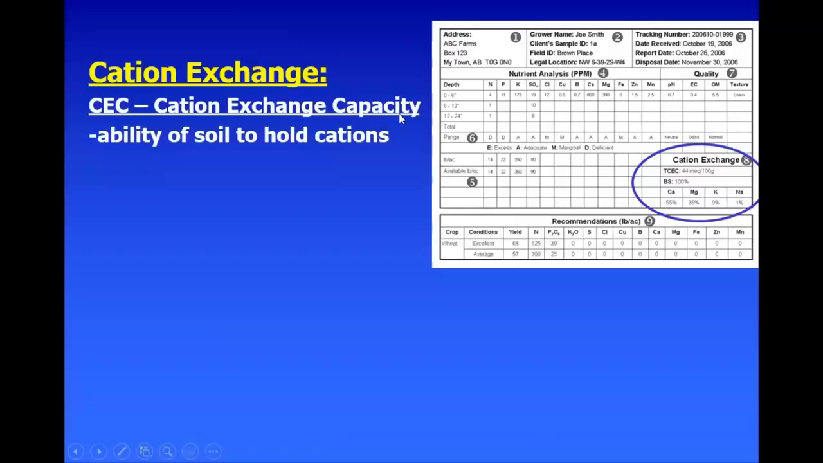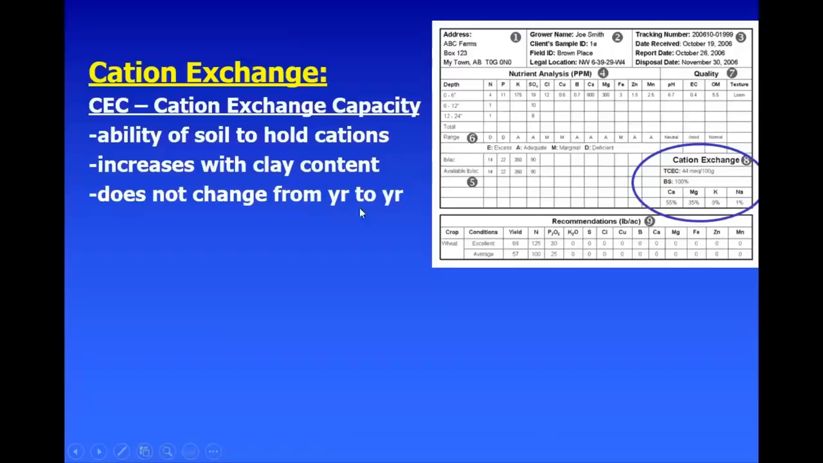Because the cation exchange capacity is just the ability to hold cations. Typically, it's determined in milliequivalents per 100 grams of soil. The higher the number, the more cations it'll hold. Typically, the higher the cation exchange capacity, the more clay you have in your soil. Really, it's just a factor of how much clay you have in your soil. And this determination does not change from year to year. If you're checking cation exchange capacity of your soil every year, year after year in the same spot, it's going to be the same year after year. So it's really a waste of money to determine it every year.